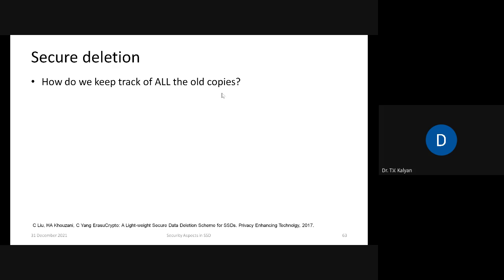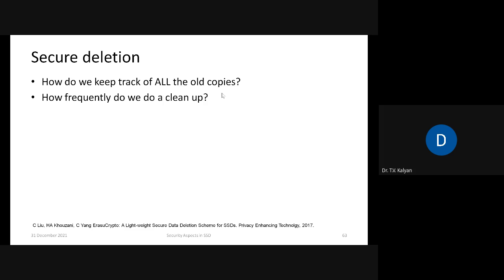Now, how do we keep track of all these 30 invalid pages? If you ask why we need to keep track of it, the logical question is, when I as a user try to delete that particular file, the SSD is now expected to delete all the 31 copies of it. For that, it needs to keep track of the number of copies it has and the actual locations of all these copies. This is an issue, and if it is not tracking them well, it can end up not deleting those also.